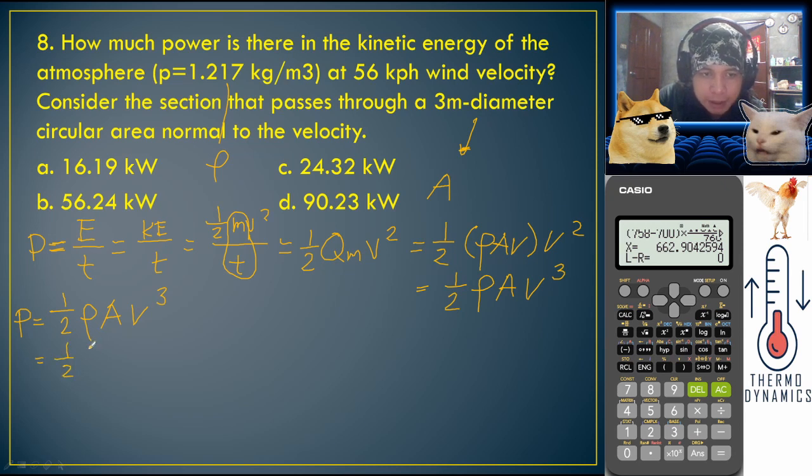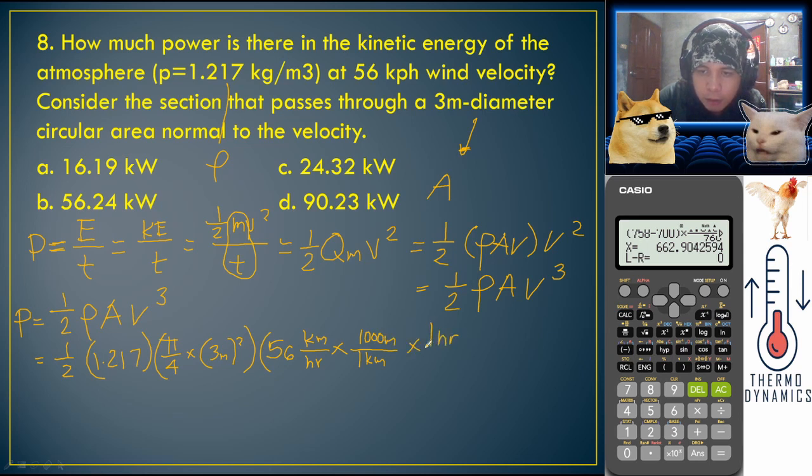Game. 1/2 density. Ano yung density natin? 1.217. Naka-SI na siya. Area! We will use the diameter. Sabi nga natin that is pi over 4D square, the area of circle using the diameter. So, we have pi over 4D square, we have 3 meters, times velocity. Velocity is 56 kilometers per hour. Convert lang natin sa SI unit ng velocity. Ano nga yun? Meters per second. So, we have 1 kilometer, 1,000 meters, 1 hour, 3,600 seconds. And then, cube.